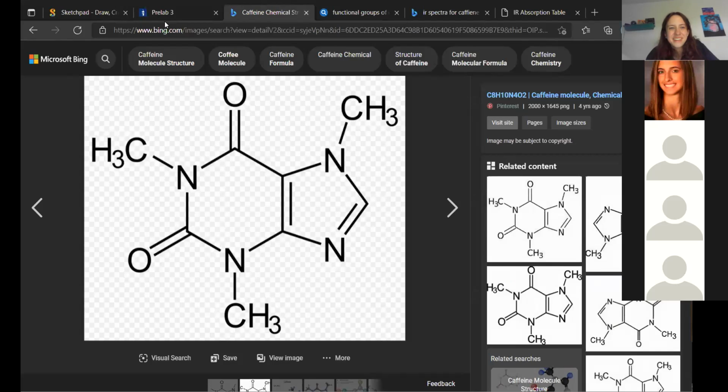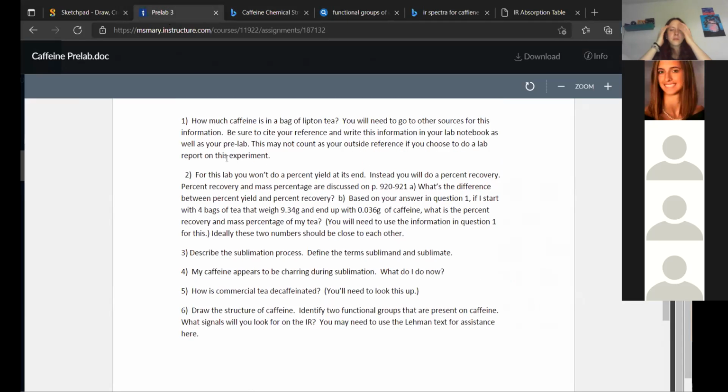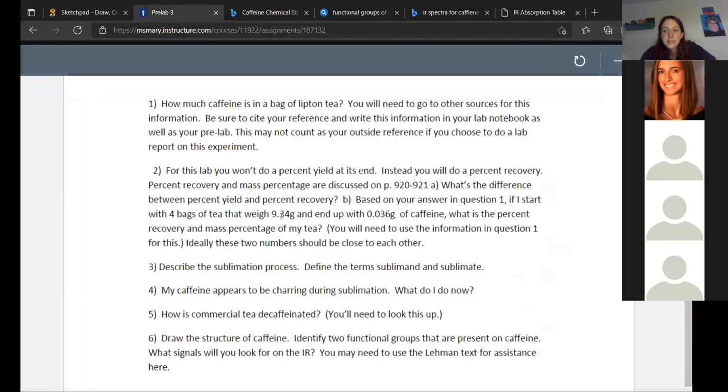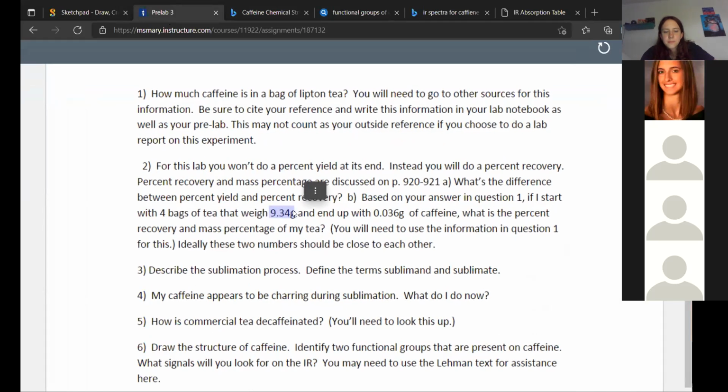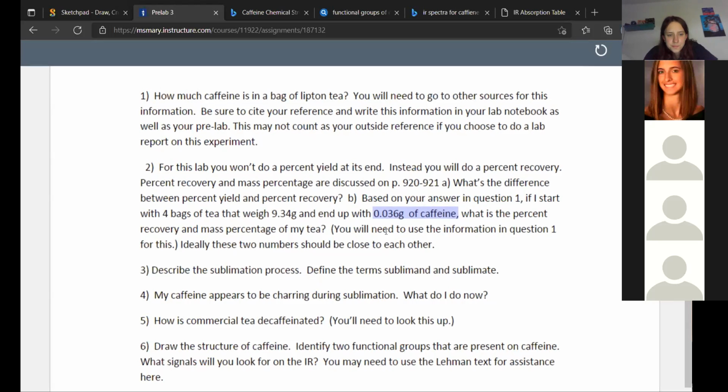Appreciate it. You're good. All right, so number 2B. So percent recovery. You have this weight right here, right? You have this weight and you recovered this much weight from the experiment. Let me do this really quick. Mass percentage of tea.